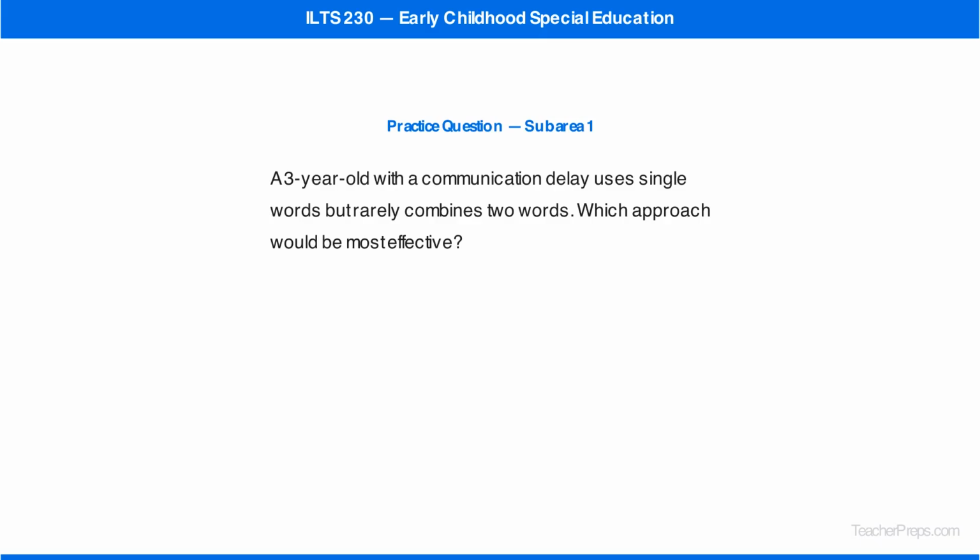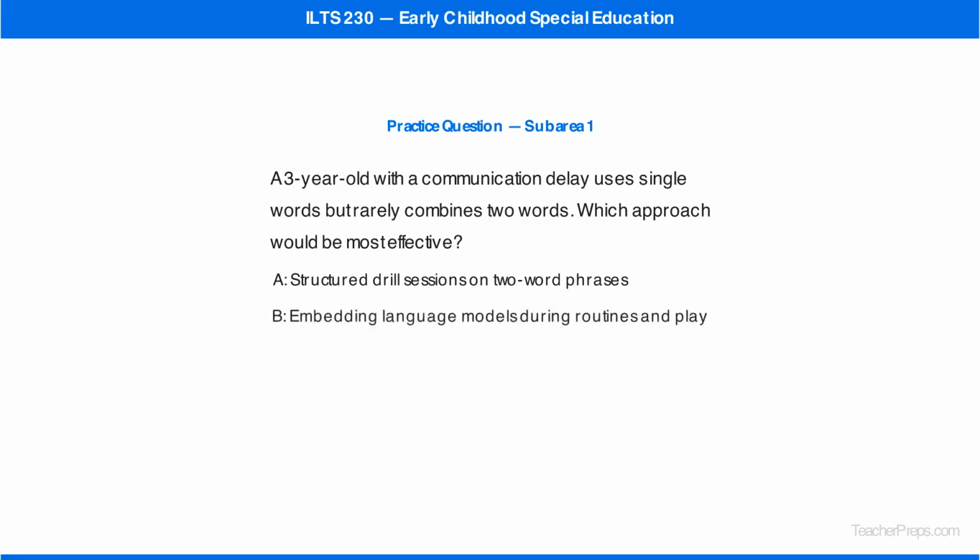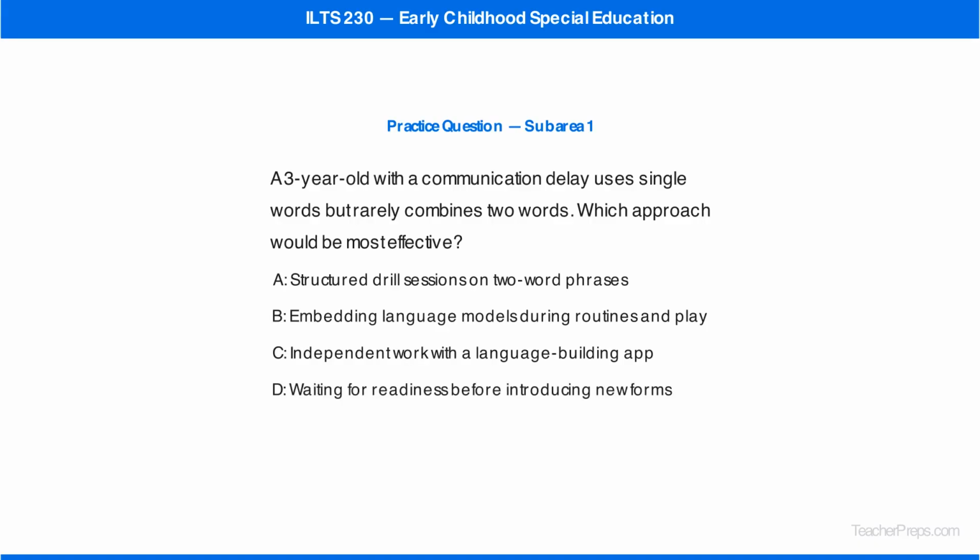A 3-year-old child in a preschool program has been identified with a developmental delay in communication. The child uses single words but rarely combines 2 words together. Which instructional approach would be most effective for supporting this child's language development? A. Providing structured drill sessions focused on repeating 2-word phrases. B. Embedding language models during naturally occurring classroom routines and play. C. Assigning the child to work independently with a language-building computer app. D. Waiting for the child to demonstrate readiness before introducing new language forms.